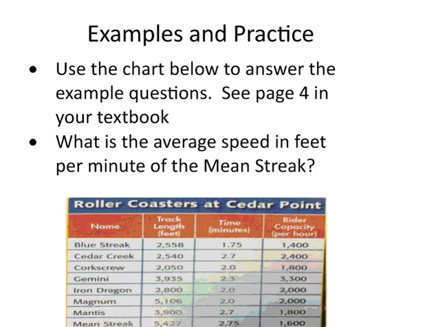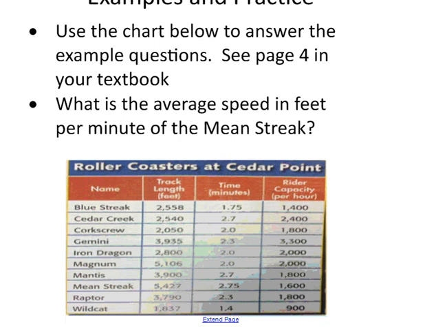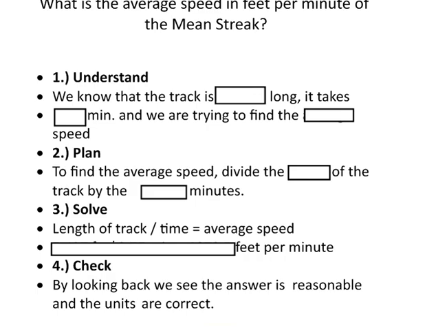Here's an example. We're going to do some examples here, and if you look at this problem, you can look back to page 4 in your textbook, because this graph is a little bit difficult to read. We've got a list of different roller coasters. We have their lengths, their times, and how many people can ride the ride per hour. Here's the question we're asked to solve: what is the average speed in feet per minute of the Mean Streak?